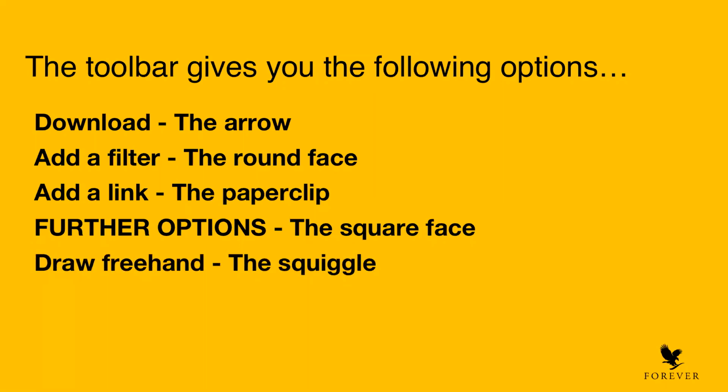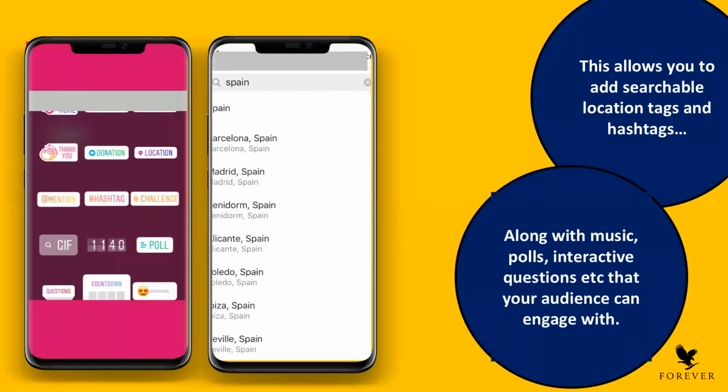The squiggle means you can draw freehand, so this is really useful for adding different colours from your brand around the outside. I always do a pink border around the outside of my stories so that people start recognising that that's one of my stories. And then you've got the option to add text as well. But what I want to look at is the further options, because this is the one that gives you the most ways of other people finding your stories and then coming to your profile.